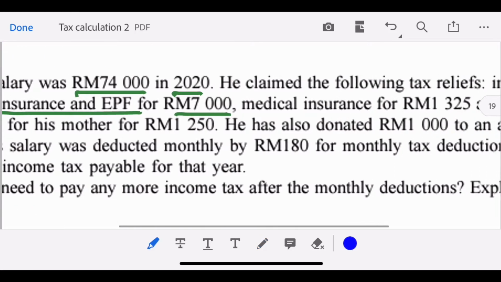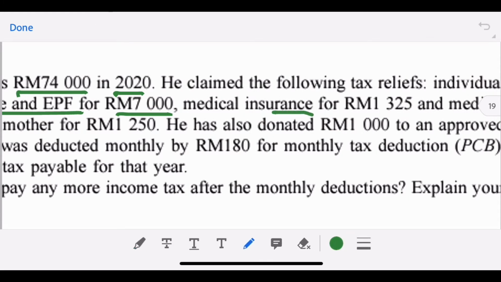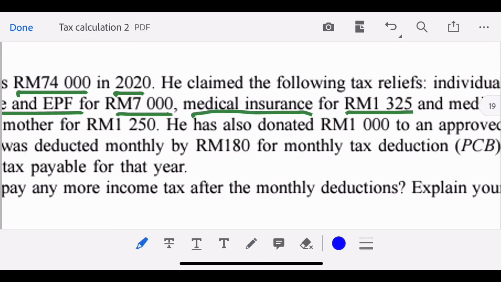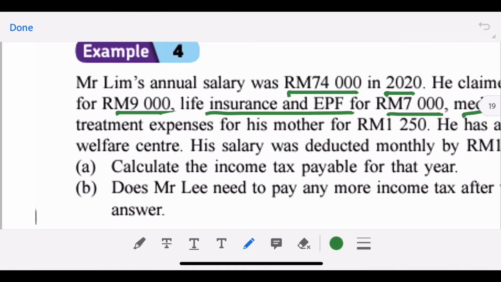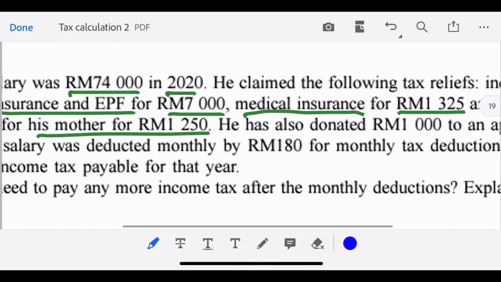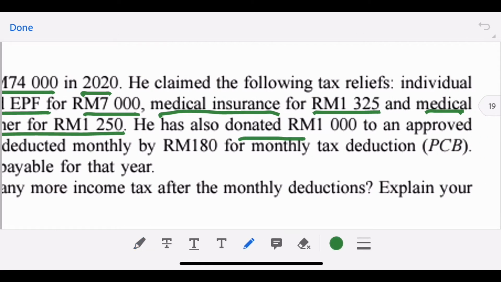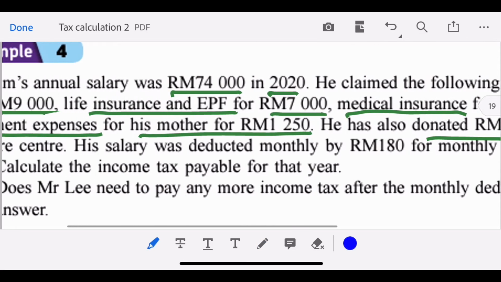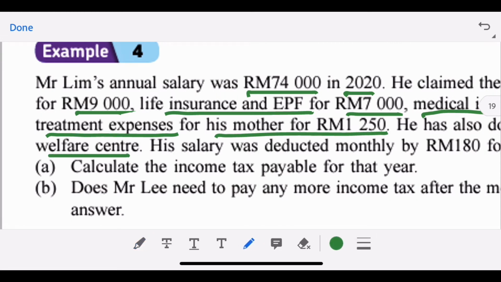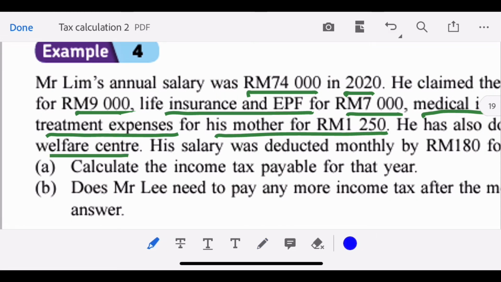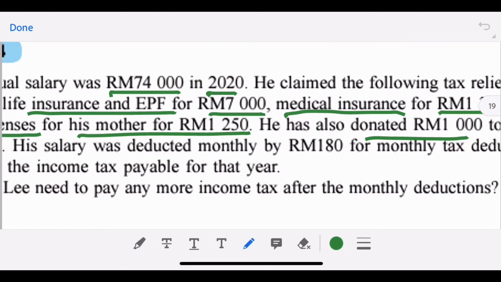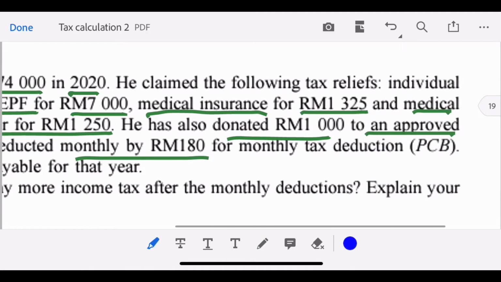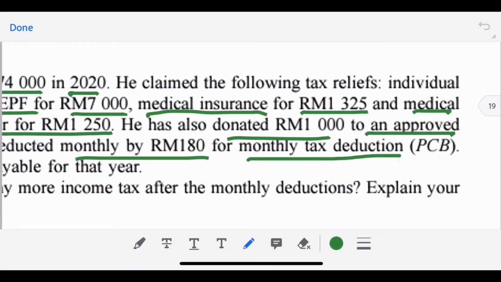This is individual. Medical insurance for 1,325 and medical treatment expenses for his mother for 1,000, 4,250. He has also donated 1,000 to an approved welfare center. So when we do donation, make sure we donate to the approved center. His salary was deducted monthly by 180 ringgit for monthly tax deduction or PCB.